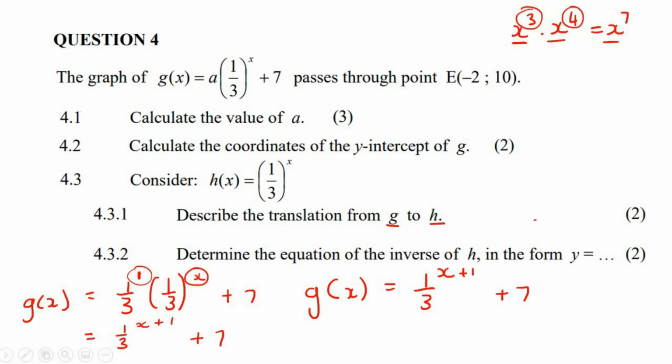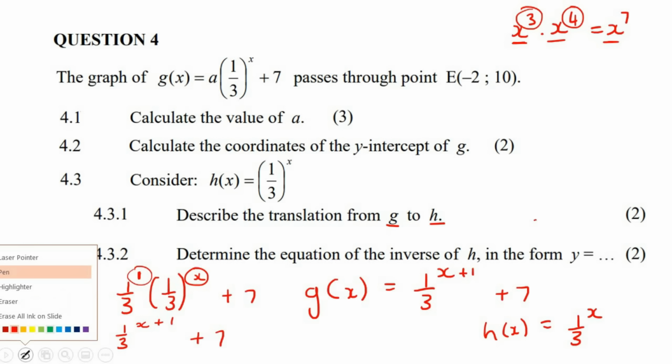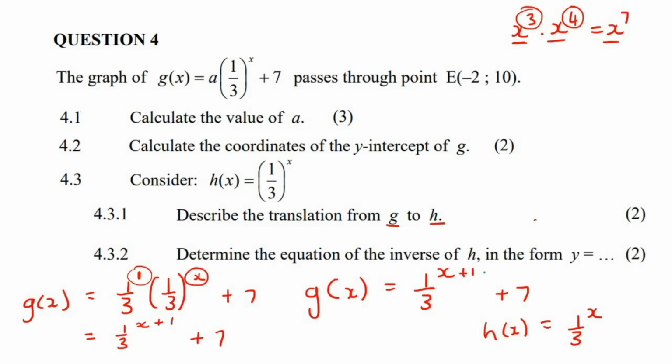Now, how would you take this graph over here? What would you do to that graph in order to turn it into h of x, which is just equal to a third to the power of x? What would you do? Well, you would need to put a little -1 over here so that that part cancels out. And you would need to put a -7 over here so that that part cancels out.